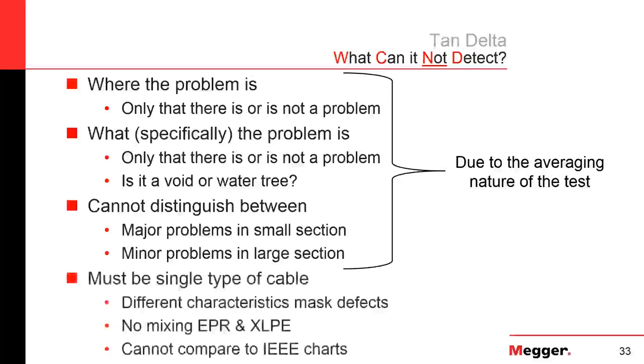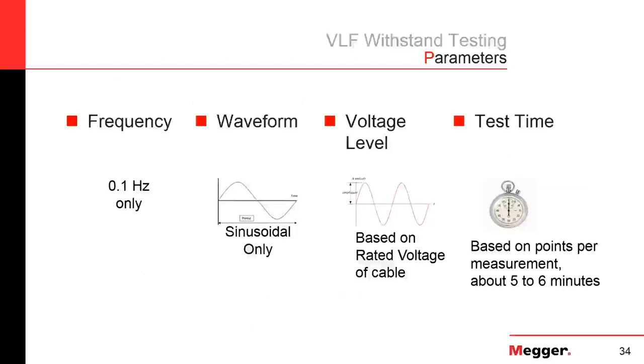And one of the other limitations of tan delta is it must be a single type of cable. Different characteristics of the different cable technologies, EPR and XLPE, will mask the defects in each other. So we cannot mix EPR and XLPE or XLPE and paper lead. It has to be one type of cable insulation. Now, it doesn't mean we can't do the test. It just means we can't compare our results to the IEEE charts. A lot of times what you'll have is three phases that are mixed very similarly. We can compare the three phases to each other, and if one is an outlier, then that's something we need to address. But we don't have the backing of the charts we find in the standard.